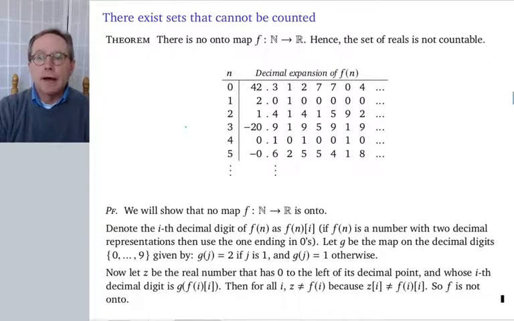Suppose that you could count the reals. Then you would have some function f that takes in natural numbers and puts out real numbers. So I wrote down some pretend reals. I wrote down the decimal expansion of those reals, and I wrote the numbers in such a way that the decimal points line up, just because that's the kind of organization I aspire to. There are some negatives, there are some positives. Some numbers begin with a 0, some numbers begin with a 42.